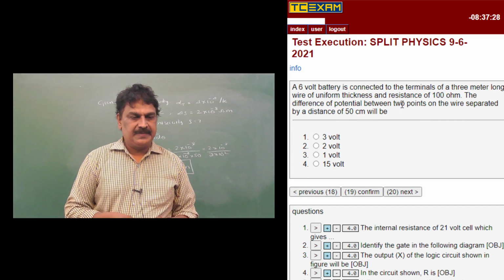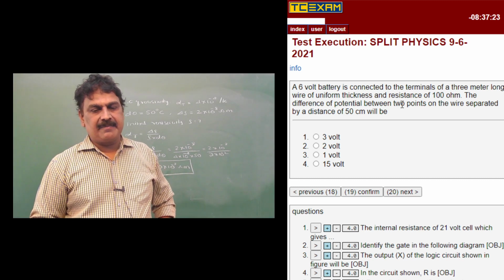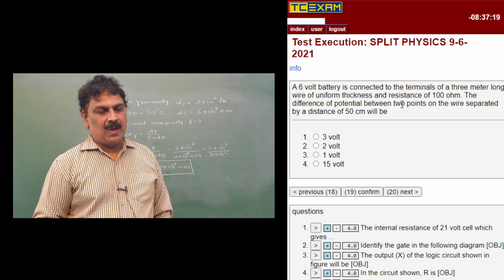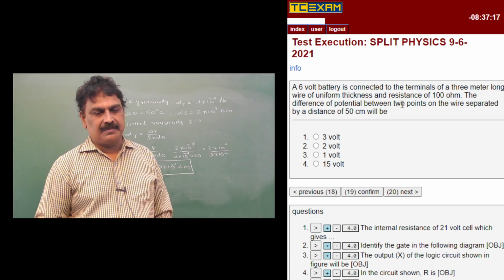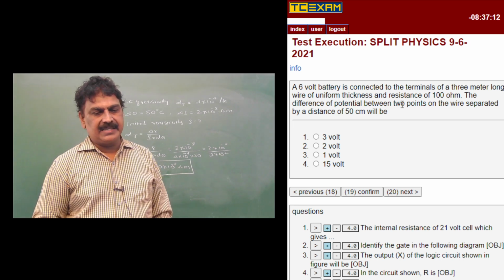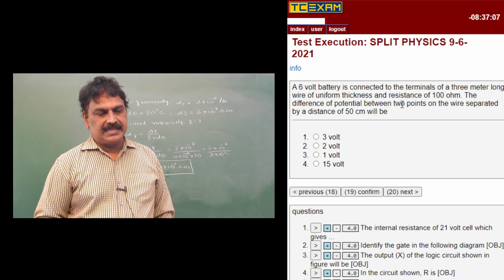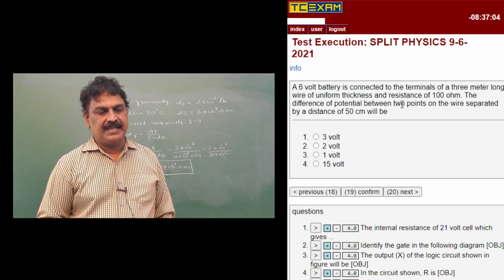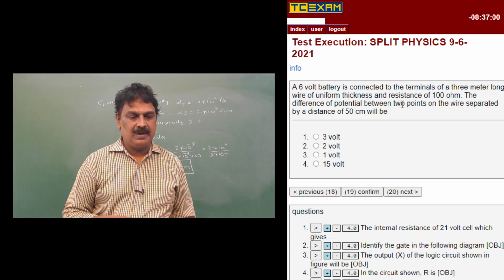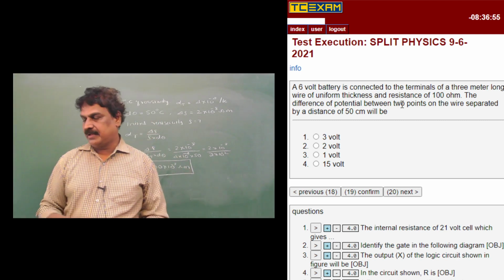The next question: a 6-volt battery is connected to the terminals of a 3-meter long wire of uniform thickness and resistance 100 ohm. The difference of potential between 2 points on the wire separated by a distance of 50 centimeter will be: 3 volt, 2 volt, 1 volt, or 15 volt. These options are given.